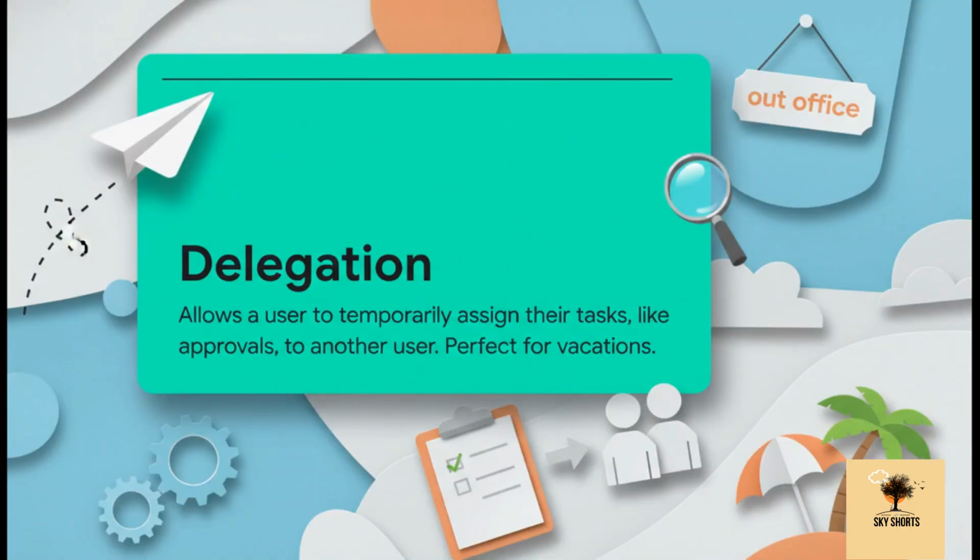Next is delegation. You can think of this as the out-of-office assistant for ServiceNow. Let's say a manager who needs to approve a bunch of requests goes on vacation. Without delegation, everything just stops. Work grinds to a halt. But with this, they can delegate their approvals to someone else for the week. The business keeps moving, nothing gets stuck, and it's all tracked so you know exactly who approved what and when.